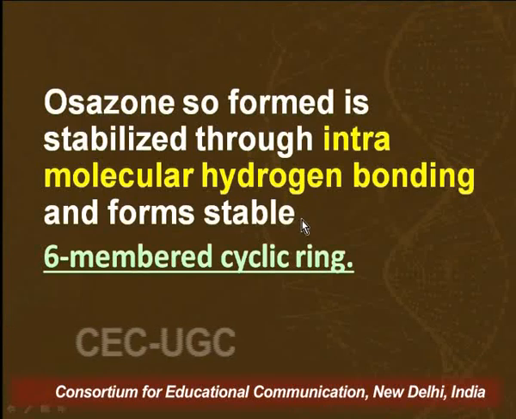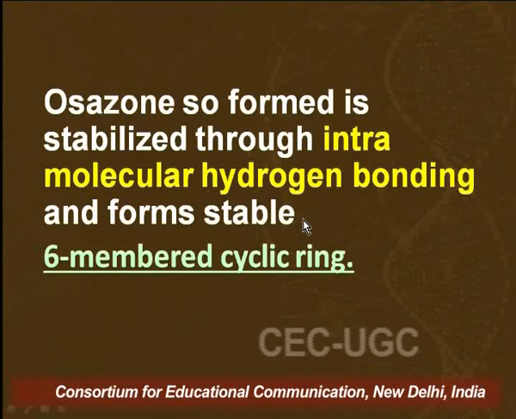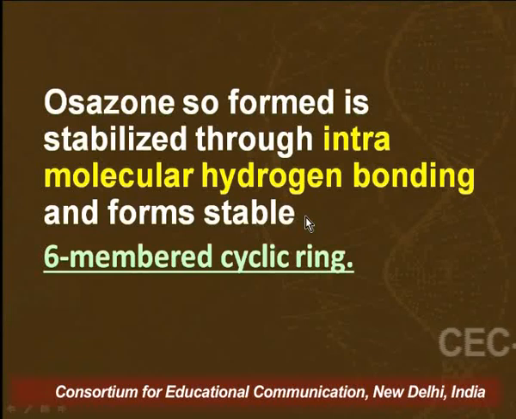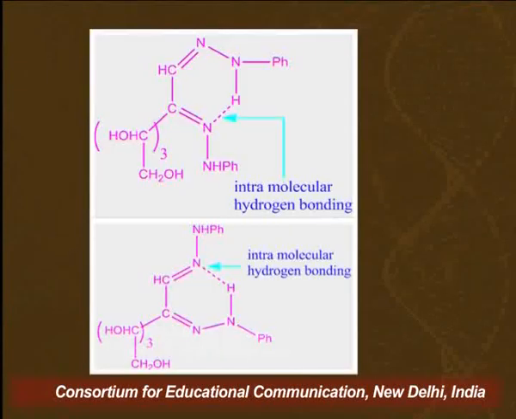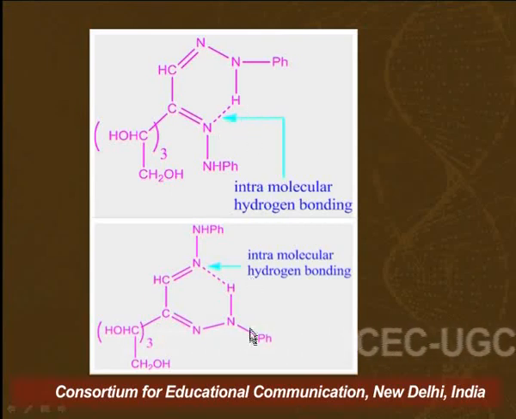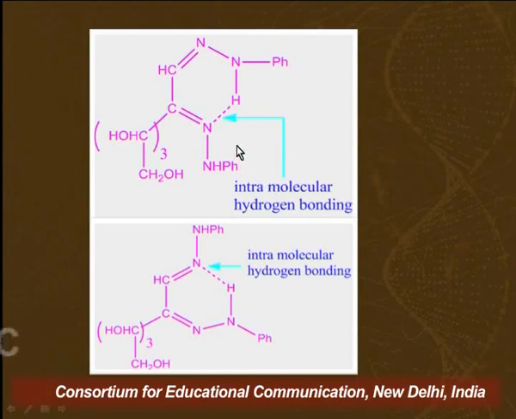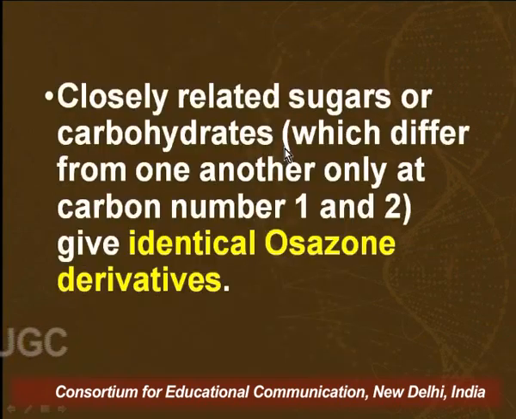The second thing that you have to remember is that the osazone so formed is stabilized through intramolecular hydrogen bonding, forming a six-membered cyclic ring. If you can see on your screens, there is an intramolecular hydrogen bonding here between nitrogen and hydrogen, and it can form two cyclic structures, and both of the cyclic structures are stabilized by intramolecular hydrogen bonding.